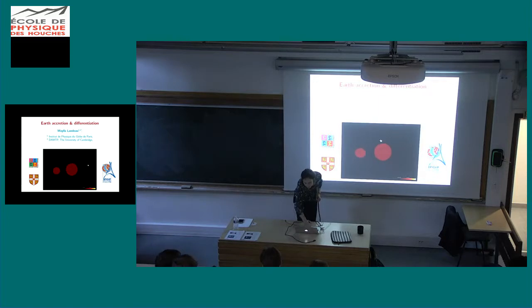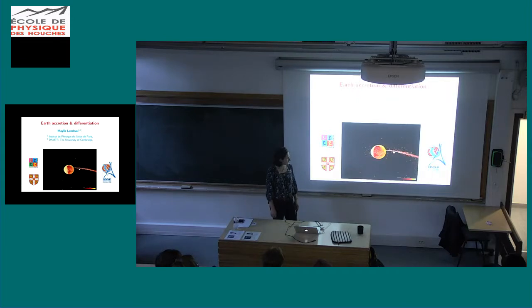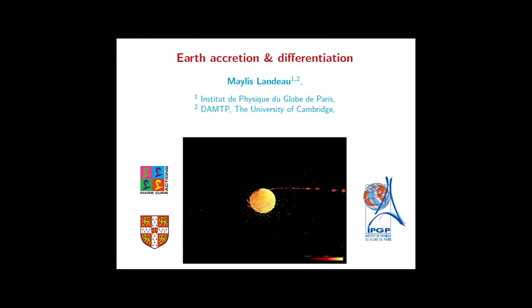Here, for instance, you have one simulation of a large impact. We think that those impacts are representative of what formed the Earth. I can play the movie again, actually. It's quite nice. That's a typical moon-forming impact that has been proposed for the moon.